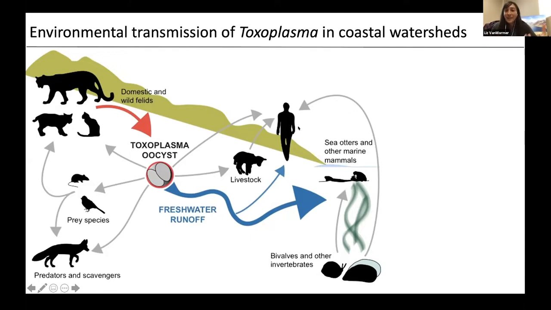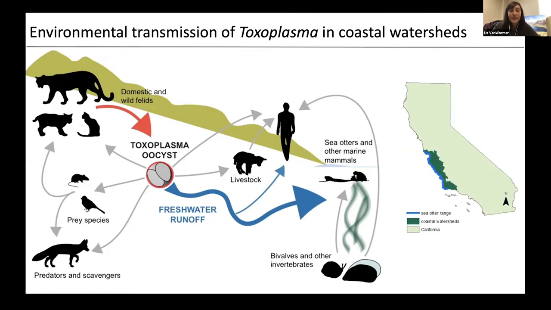And so we wanted to understand, you know, there are a lot of players in this transmission cycle. We wanted to understand it from a One Health perspective. And so this is the area I'm going to be talking about today and that Karen will continue on. It's the watersheds that drain into the sea otter range. So sea otters only live along the central coastal portion of California. So we were really focusing on the terrestrial side, or I was focusing on the terrestrial side that flows into the ocean here.